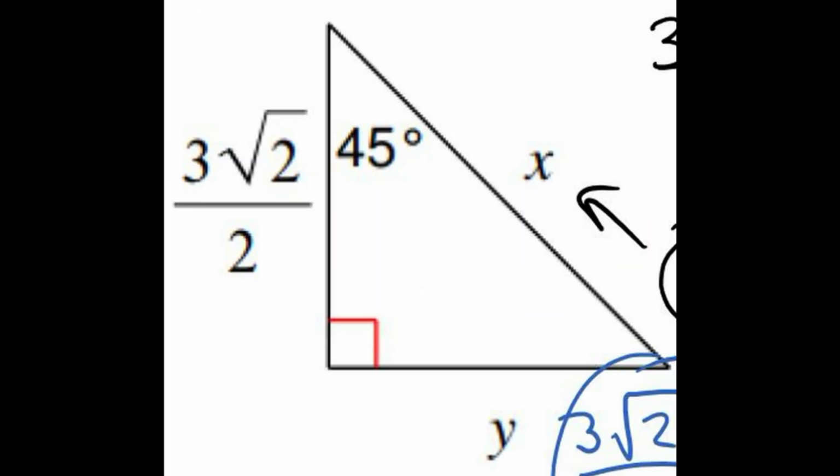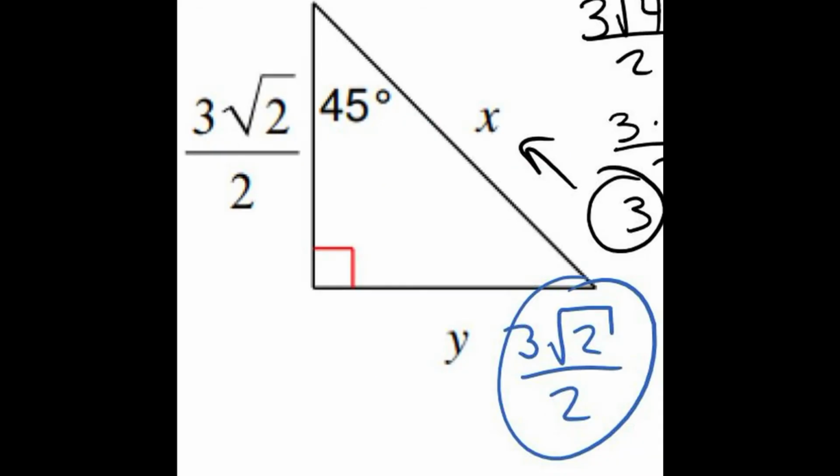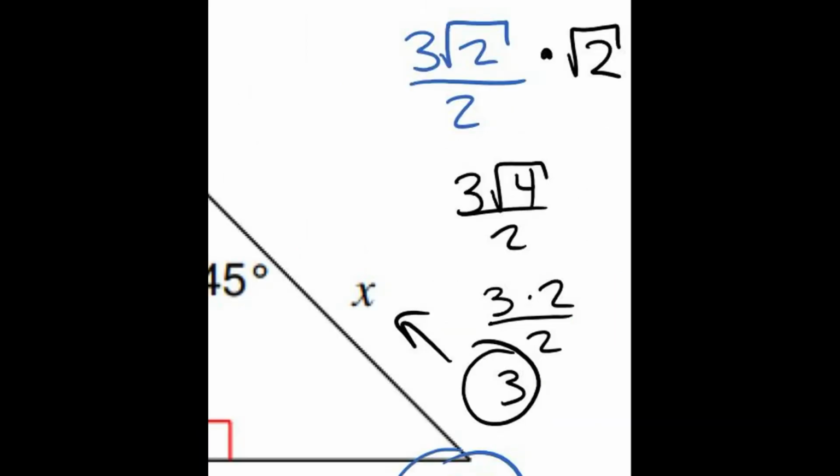So number 3, once again, it's very, very similar to the one we just talked about, but now the leg is kind of an uglier number. One leg is 3 root 2 over 2, so that means the other leg is the exact same thing, so I call y 3 root 2 over 2. And then the hypotenuse for this one, we just multiply it times root 2 again.